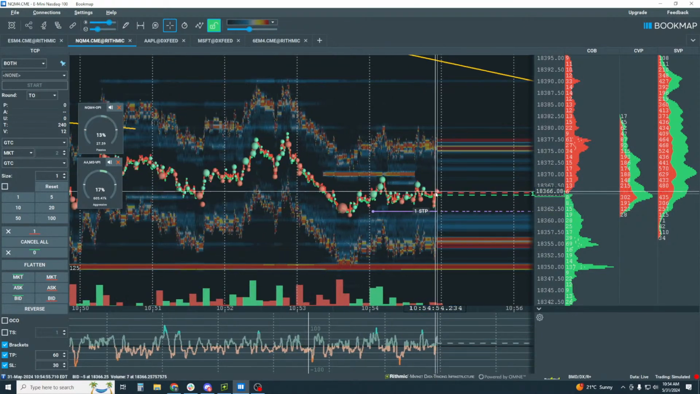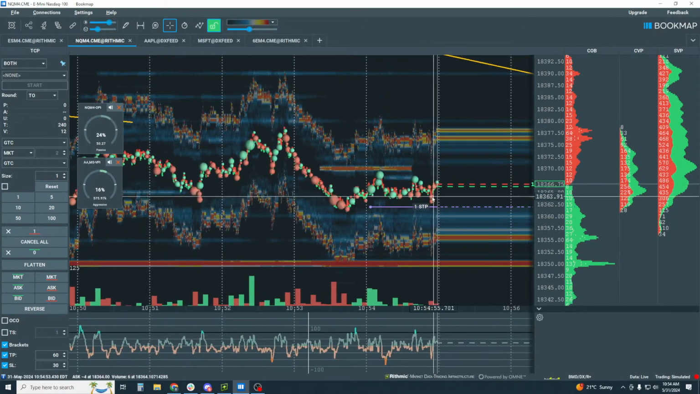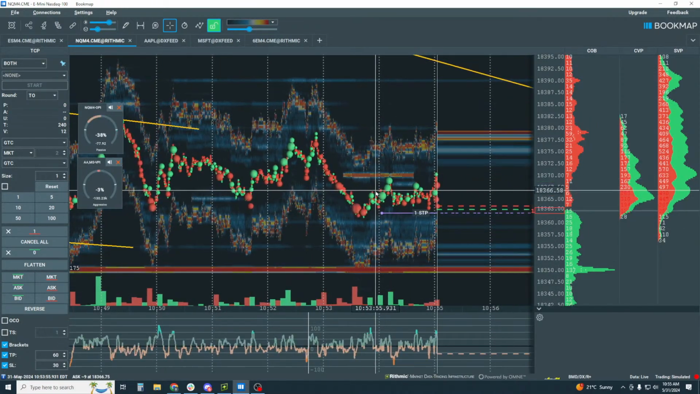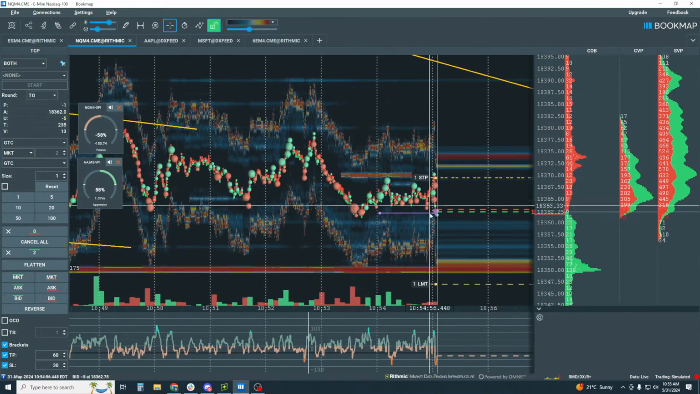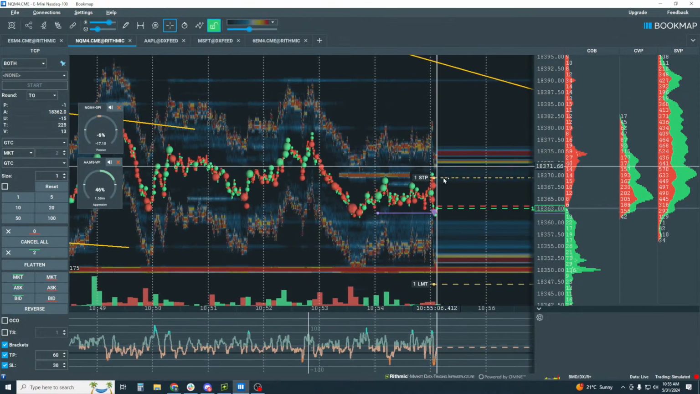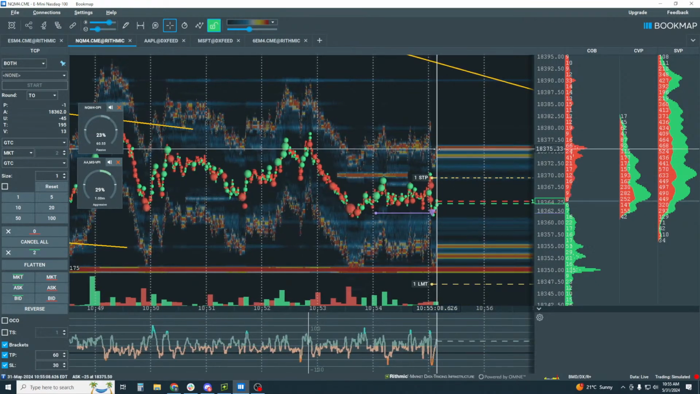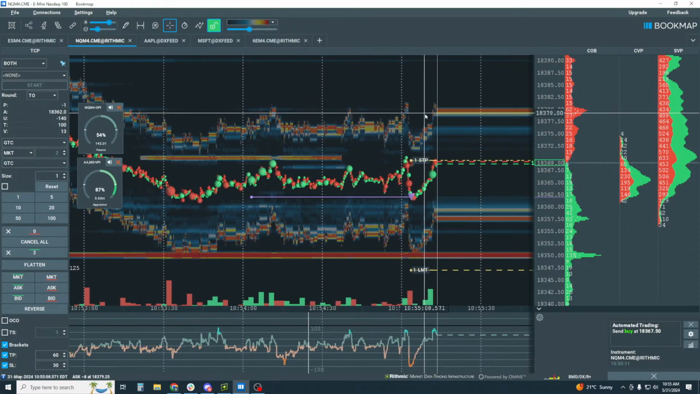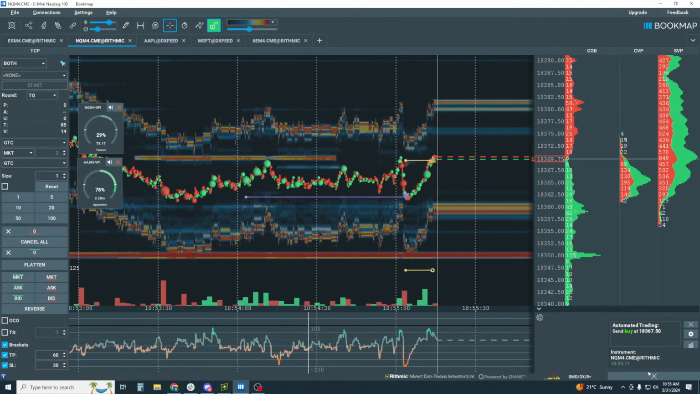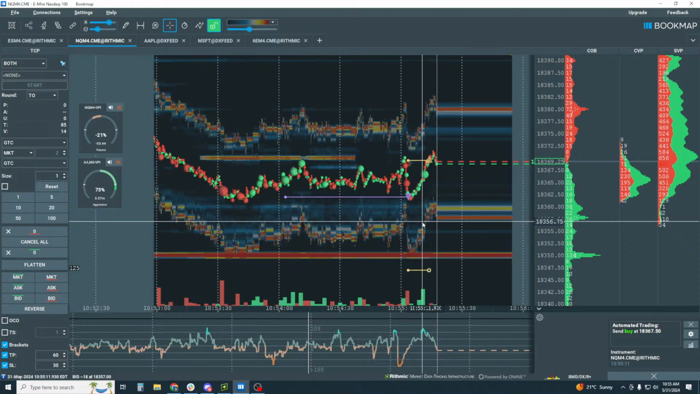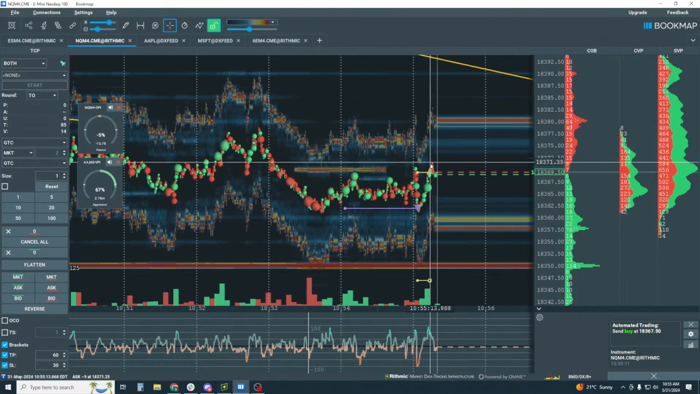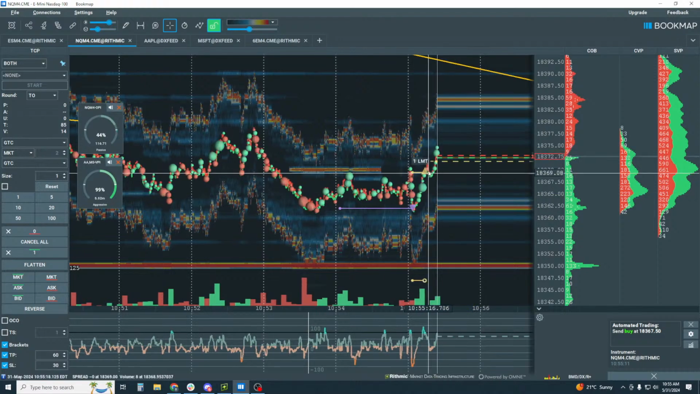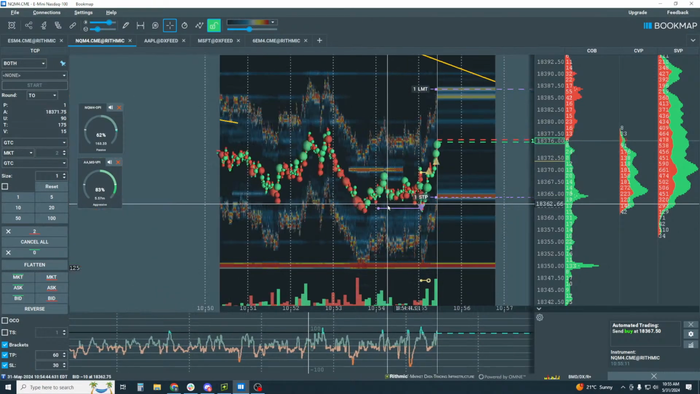Okay, getting close, but not a whole lot of sellers there. Okay, there we go. Now we're filled. Now let's see if those sellers pick up. Okay, if they don't, we're going to be out. Looks like we're going to be out. Okay, actually now we're getting our buy signal here. Interesting. Okay, so now we're looking for that momentum move. All right, see if we can get it.